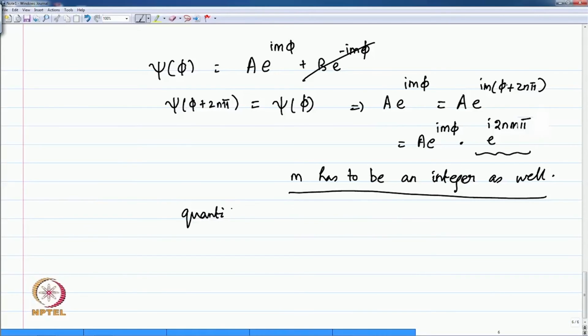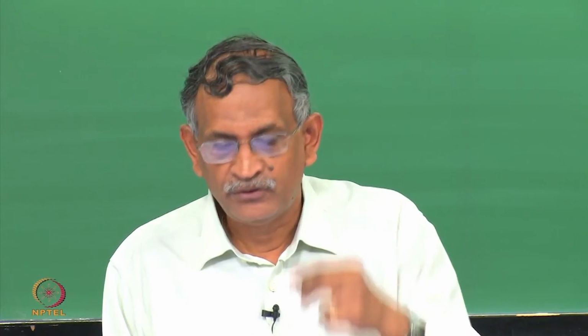Please remember, the n is not a quantization. The n is a boundary requirement, a cyclic requirement. It is a periodic boundary requirement for the particle to stay in a circle or in a circular motion. That comes out naturally from the way we have defined the angle phi. Therefore, n should not be considered as a quantum number.